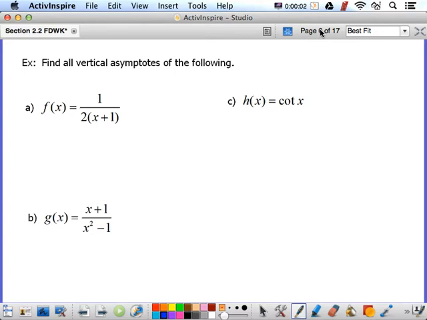Okay, at this point in my planning, it started to occur to me that perhaps you weren't as comfortable finding vertical asymptotes as I thought you were. So let's make sure that we can find the vertical asymptotes for all of these. We have y equals 1 over 2 parentheses x plus 1. Does that have a vertical asymptote? Yes. Where? At x equals -1.